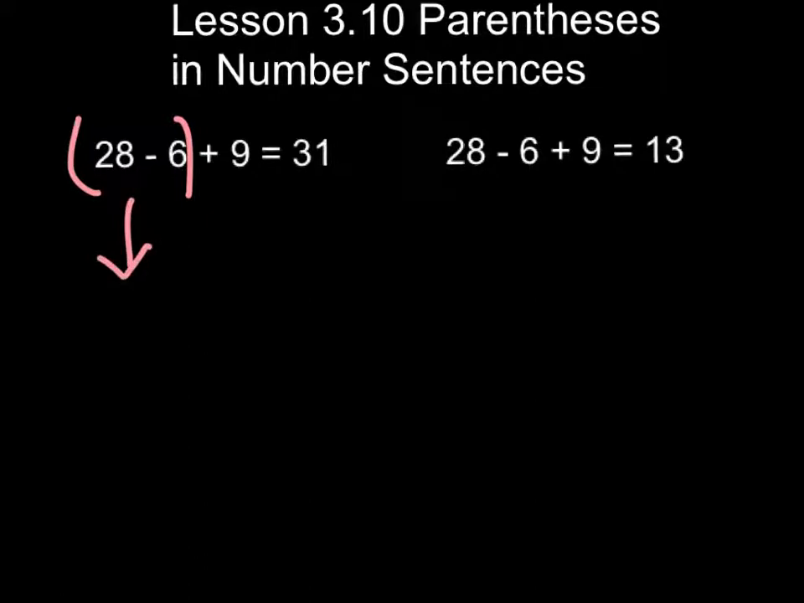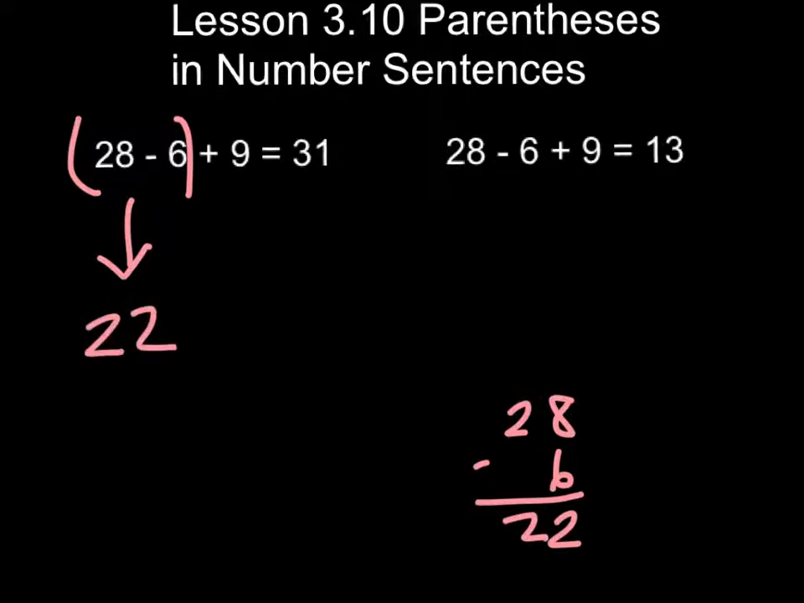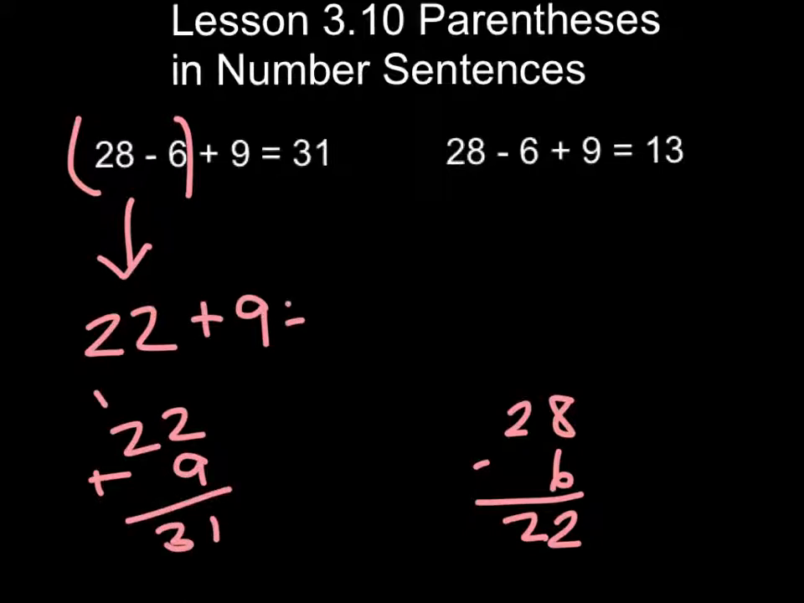What I need to do is to figure out what 28 minus 6 is. If I cannot do it in my head, 28 minus 6 is 22. So go ahead and rewrite that problem. 22 plus 9, well, let's make sure that equals 31. 22 plus 9 equals 31. We've now proved that this number sentence is true.